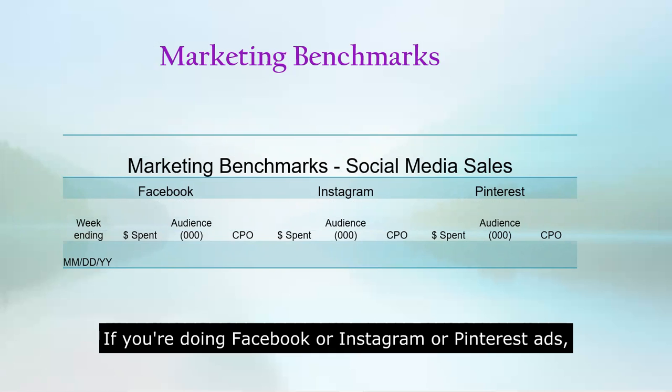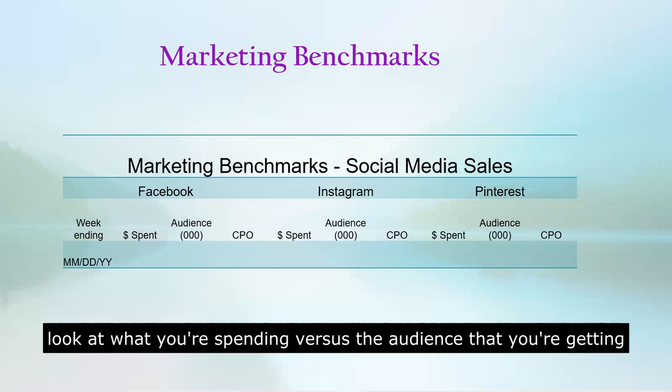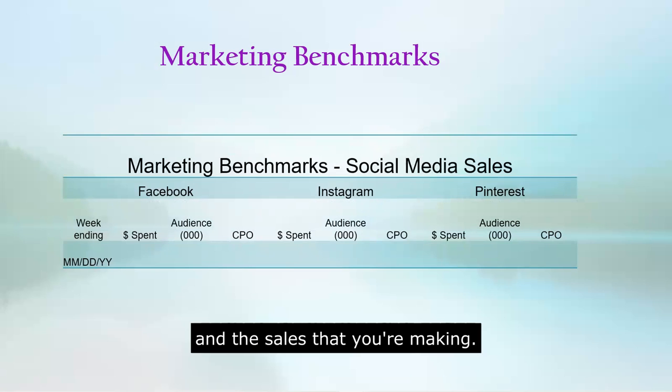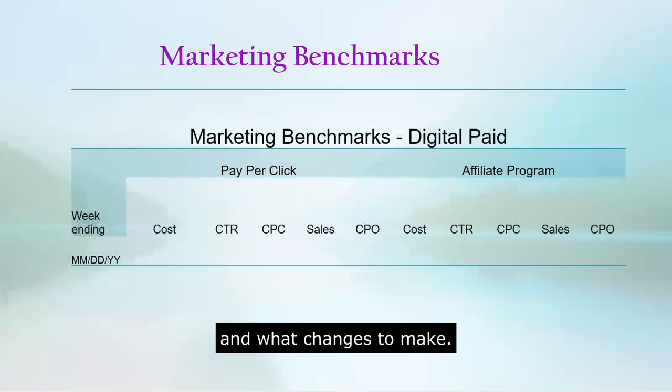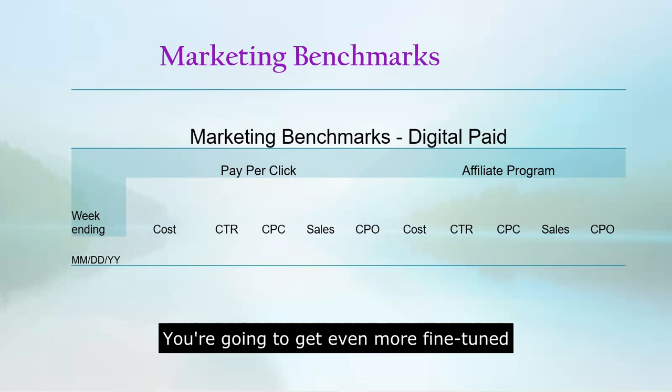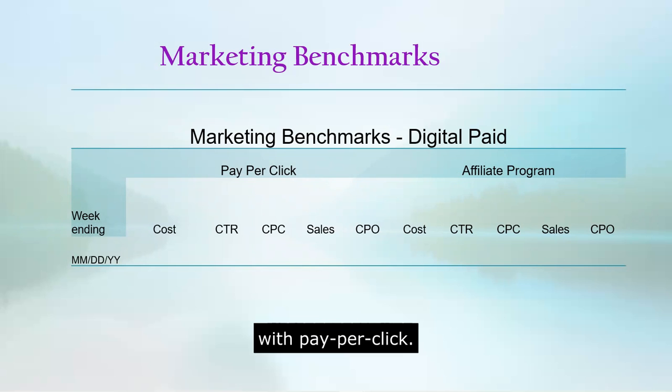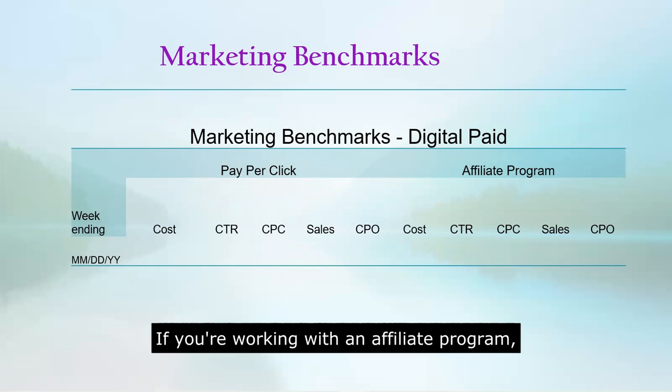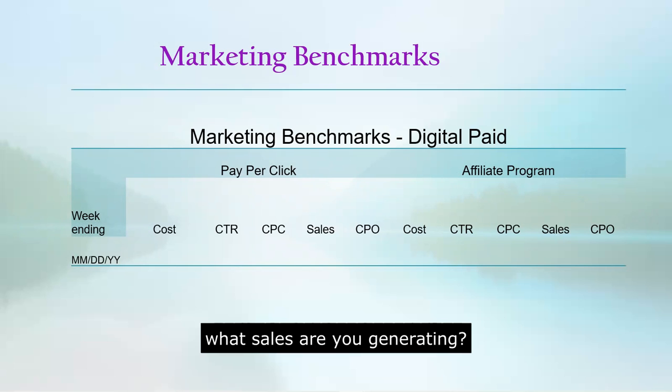If you're doing Facebook or Instagram or Pinterest ads, look at what you're spending versus the audience that you're getting and the sales that you're making. This helps you decide what to do and what changes to make with that. Digital paid is very similar. Take a look at your pay-per-click. You're going to get even more fine-tuned in what you do with pay-per-click to get the best out of it. And then if you're working with an affiliate program, what are the sales that you're generating by doing that?